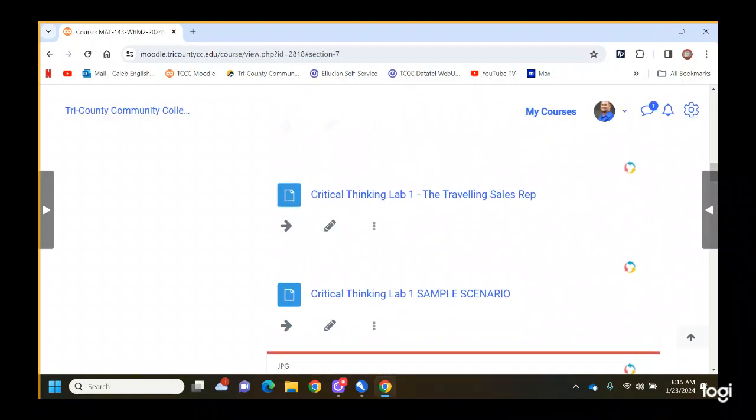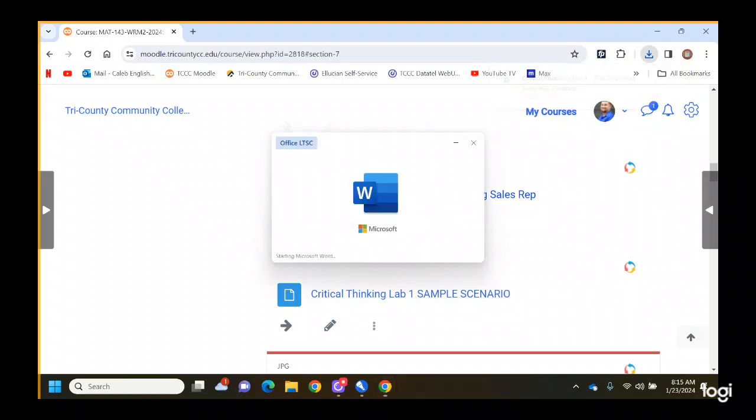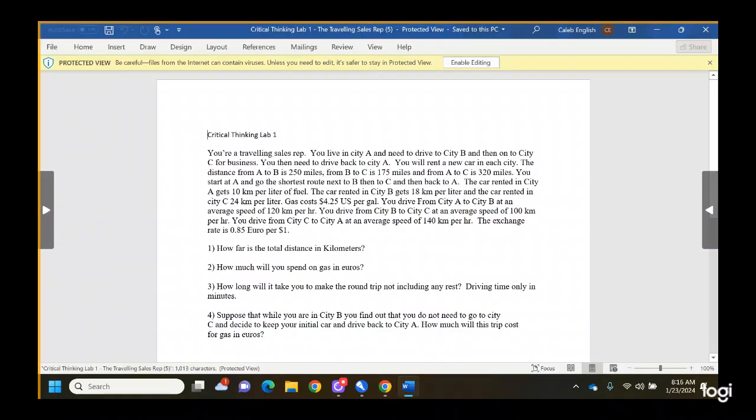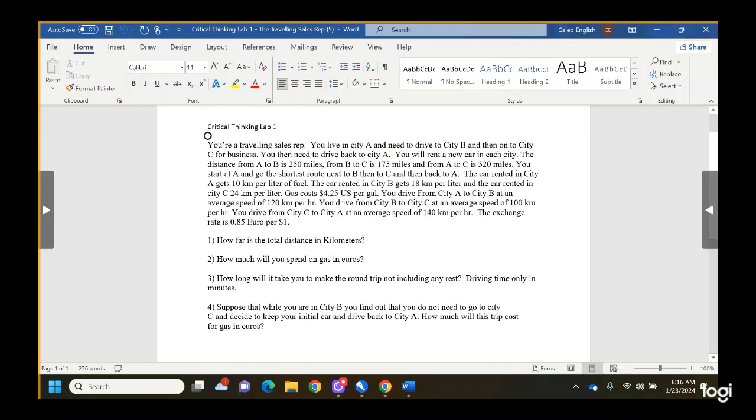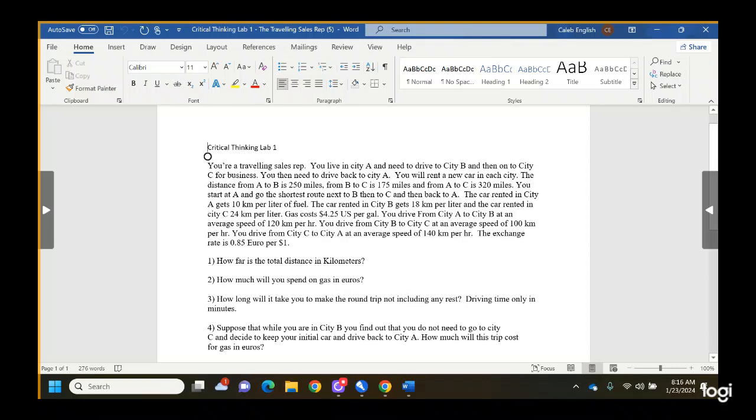So let's pull up this here, Critical Thinking Lab 1, Traveling Sales Rep. I forgot to rename that Conversions Lab 2, so I apologize there. But I think I sent an announcement out about it. So again, all the questions were the same except for small differences. On our practice scenario, it was asking for pesos, and on the actual lab, it's asking for euros. But it tells you in the narrative up there that 0.85 euros is $1.